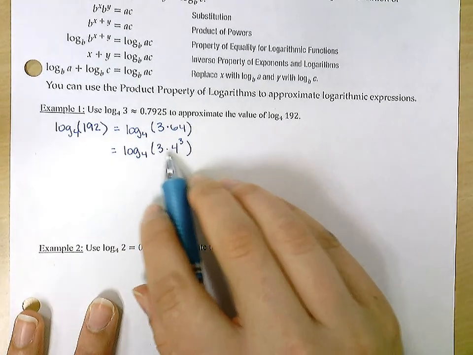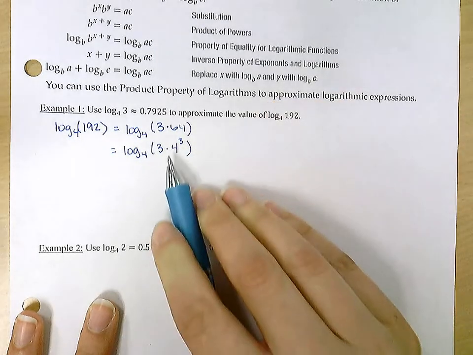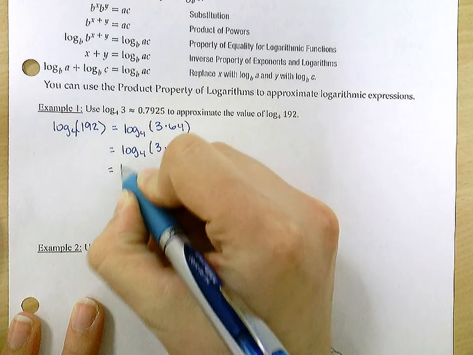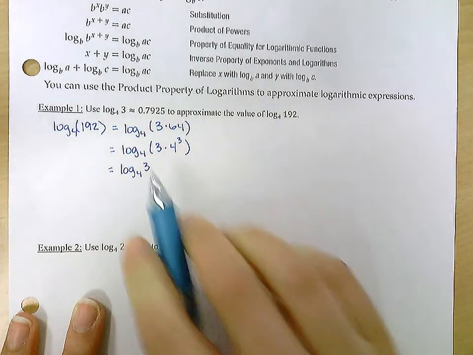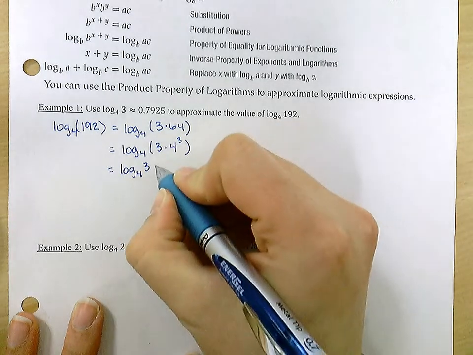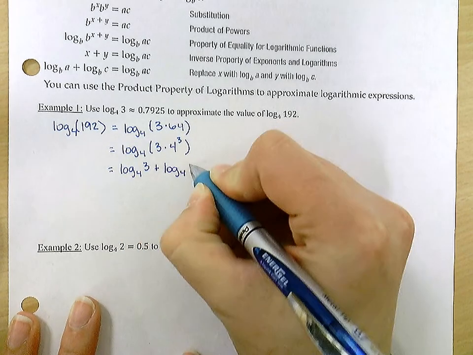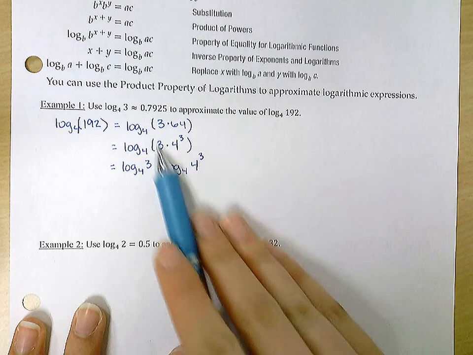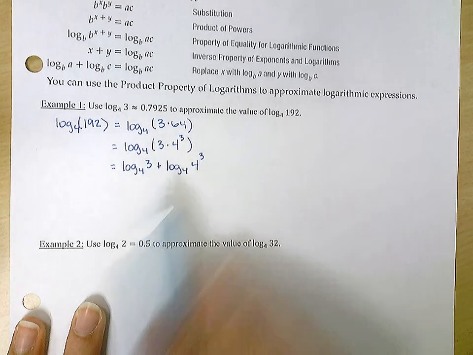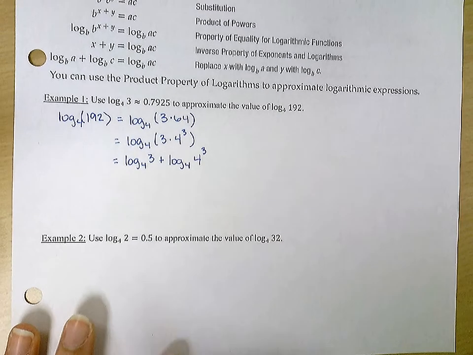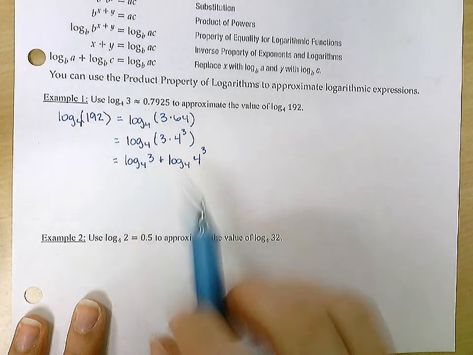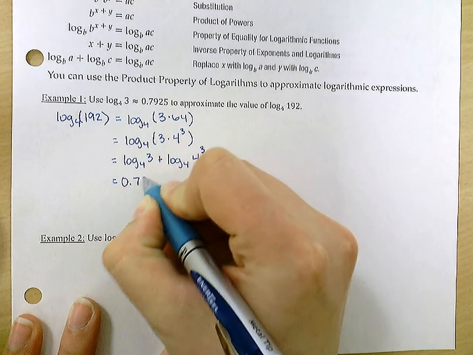Now that I have these separated into multiplication, I can use the product property of logarithms to change this into an addition problem. So this would be considered log base 4 of 3, plus log base 4 of 4 to the third power. If you have that product or multiplication in your parentheses, we can change that to addition. Now, we were given that log base 4 of 3 is about 0.7925, so I have 0.7925 here.